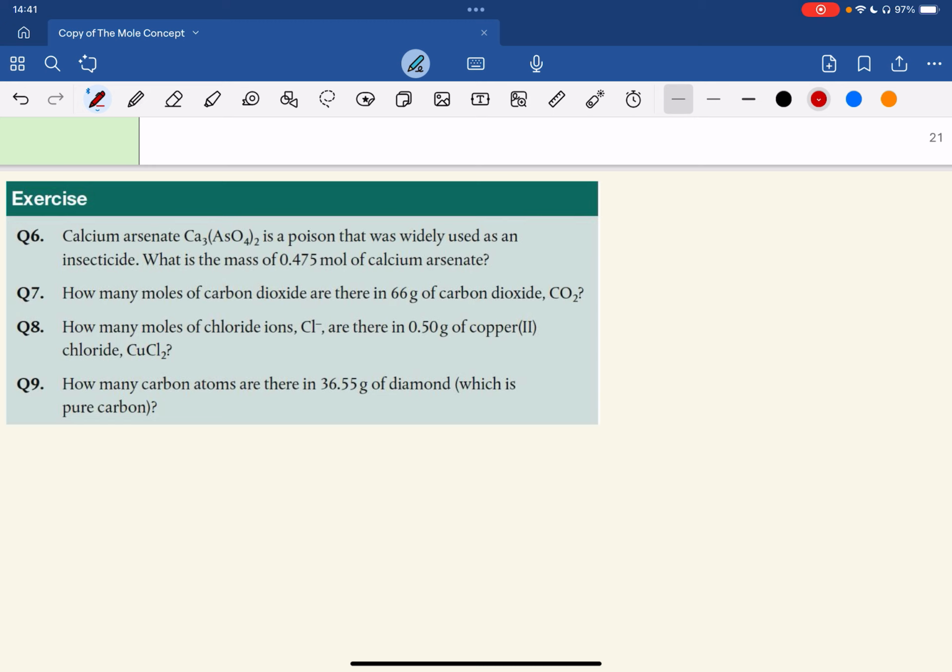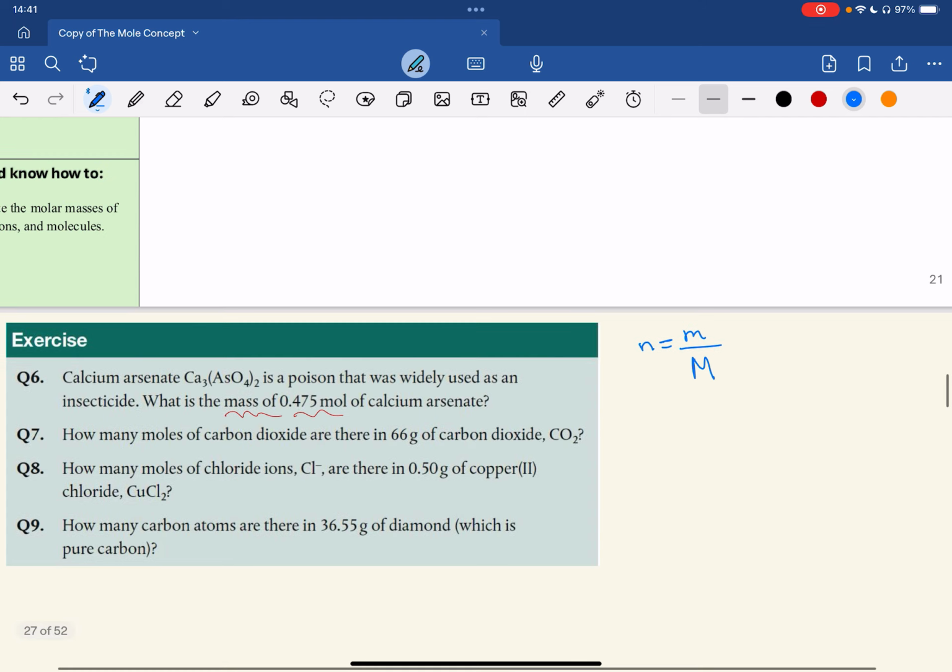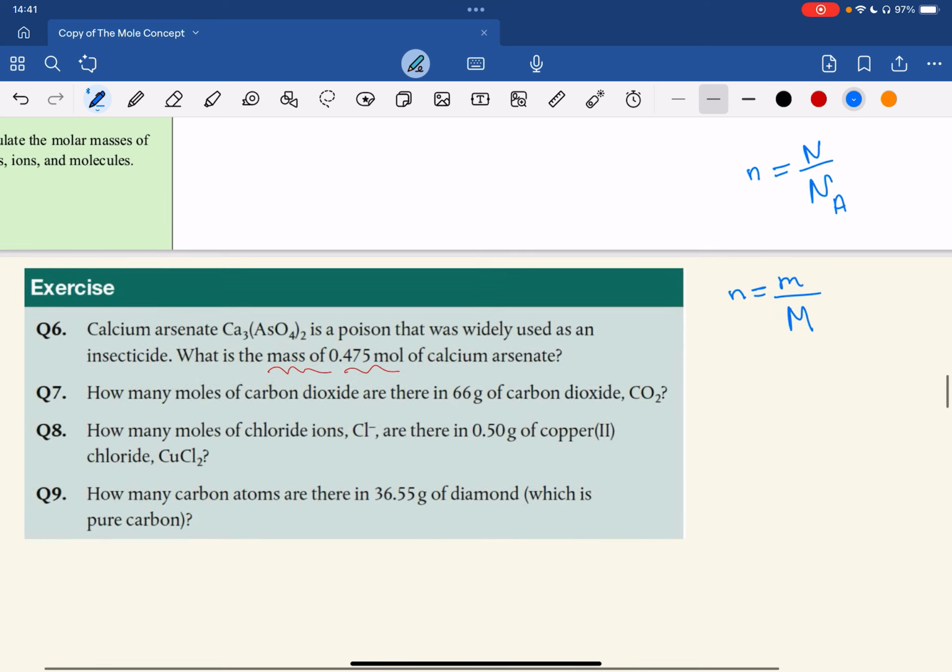It asks for the mass and the mole. So we have the mole and we have the mass. Do you remember the formula? n is equal to m divided by capital M. Remember this formula. Also remember the other formula with Avogadro's number, N divided by Na. Just remember these two formulas.